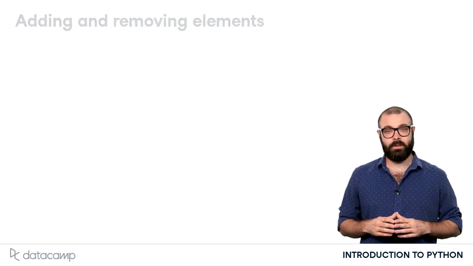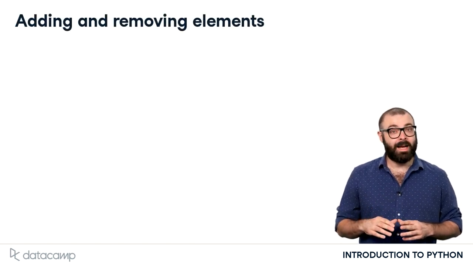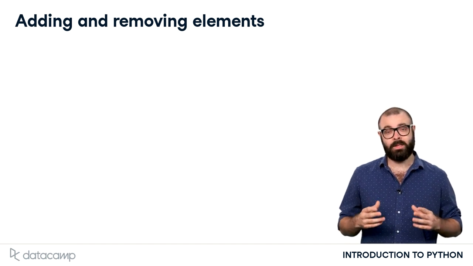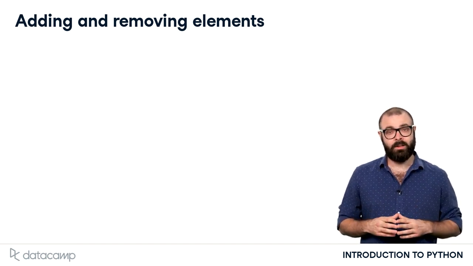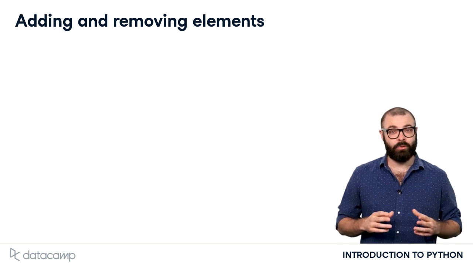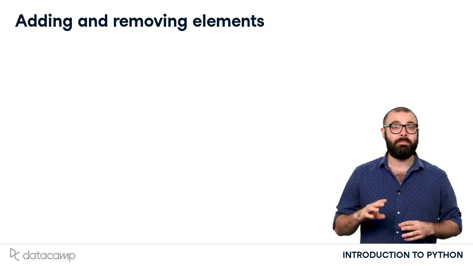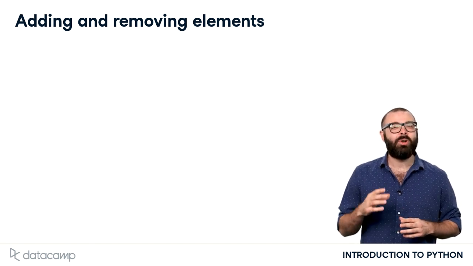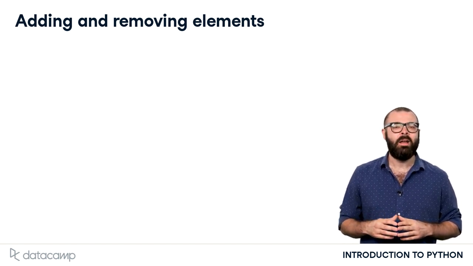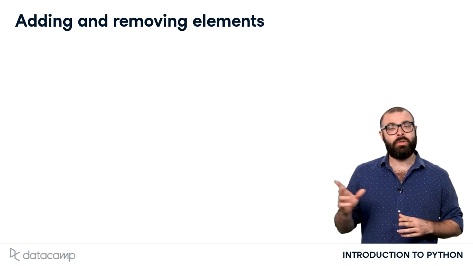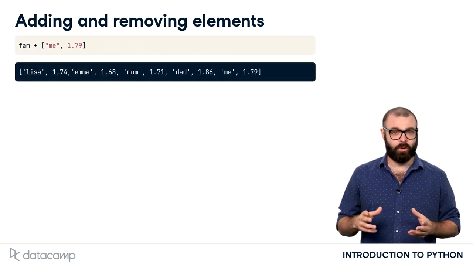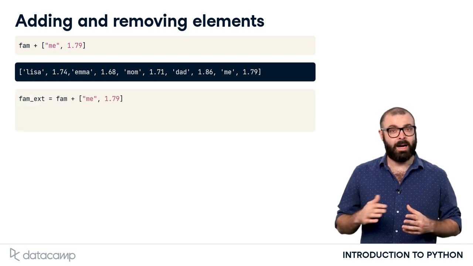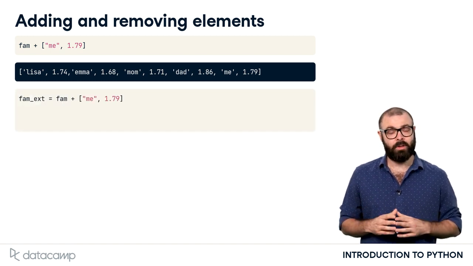Do you still remember how the plus operator was different for strings and integers? Well, it's also different for lists. If you use the plus sign with two lists, Python simply pastes together their contents in a single list. Suppose you want to add your own name and height to the fam height list. This will do the trick. Of course, you can also store this new list in a variable fam_ext, for example.